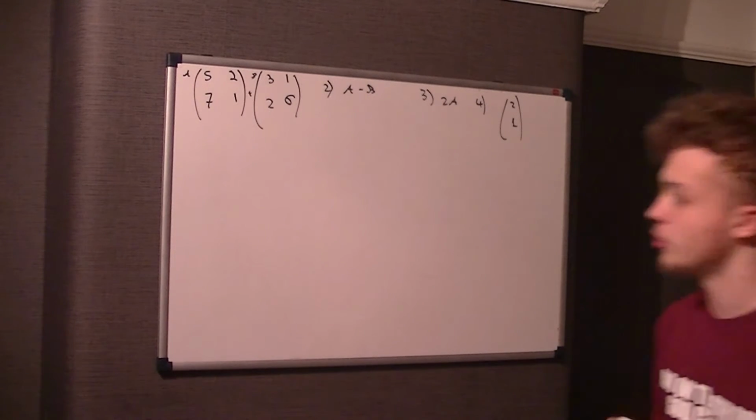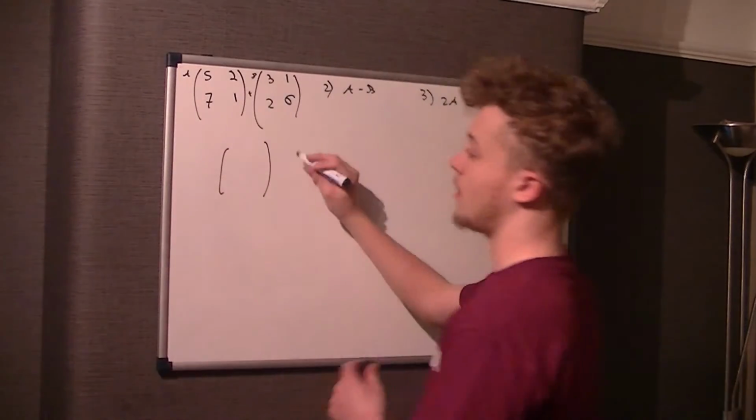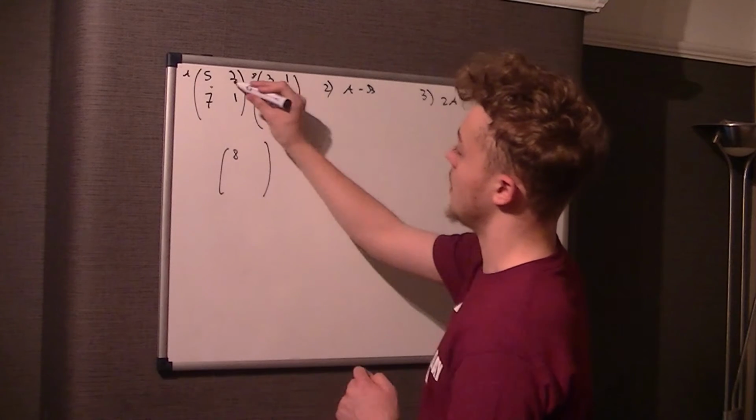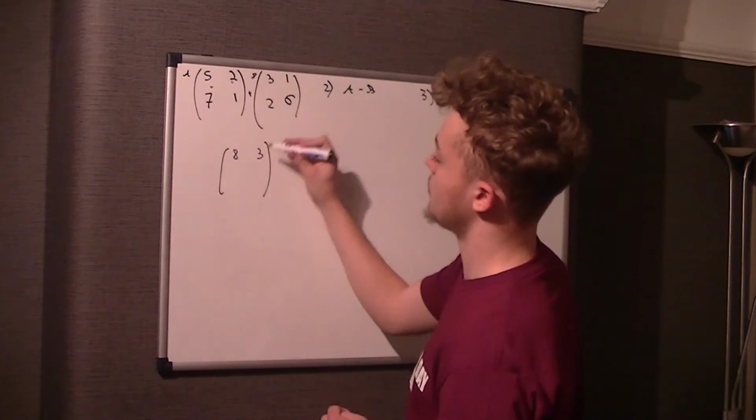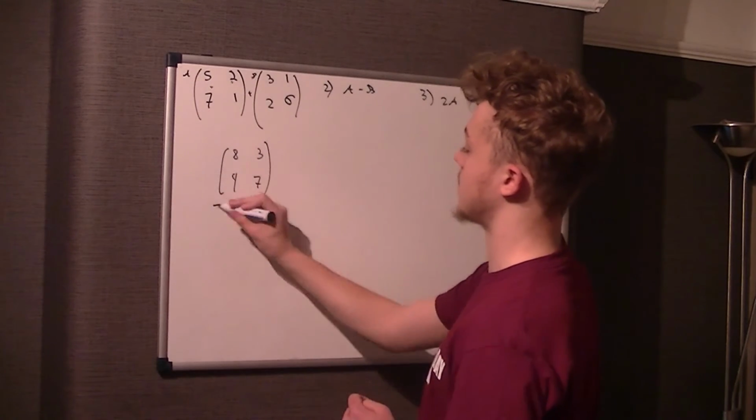Right, so hopefully you pause it, otherwise you won't be listening to me. You get the idea. Okay, so it's adding like terms. You do 5 plus 3, it's 8. 2 plus 1, which is obviously 3. 7 plus 2, which is 9. 1 plus 6, which is obviously 7, and that is your matrix.